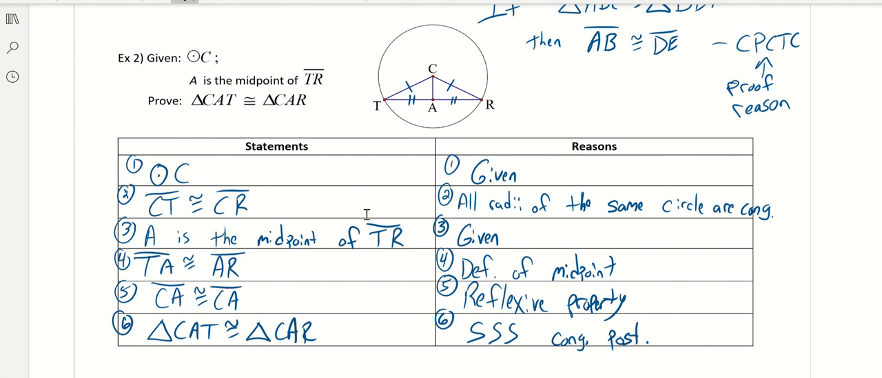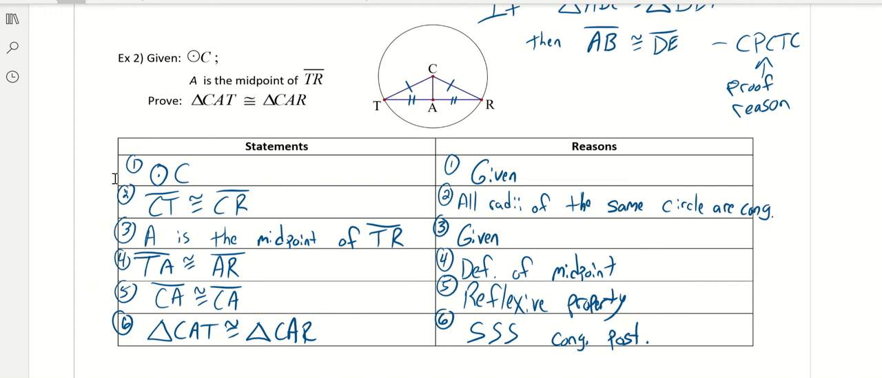Okay. How could you have done this differently? You could have lumped all the given information in together, and then you could have used all radii of the same circle are congruent to show that CT is congruent to CR, and you could have then used TA is congruent to AR. The order in which 2 and 4 happen doesn't matter as long as they come after what I had in 1 and 3.